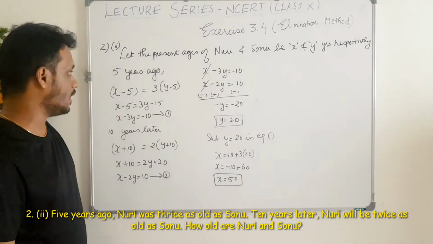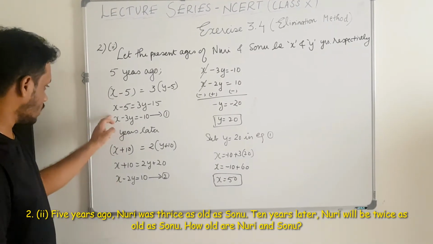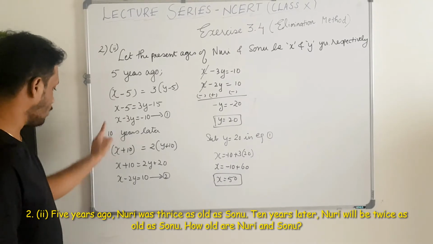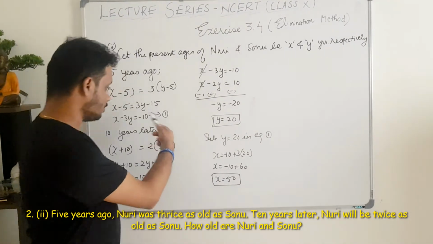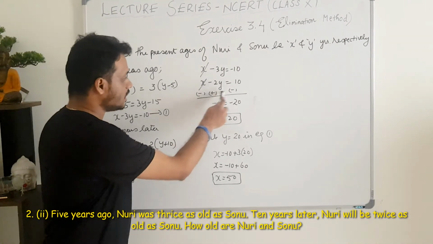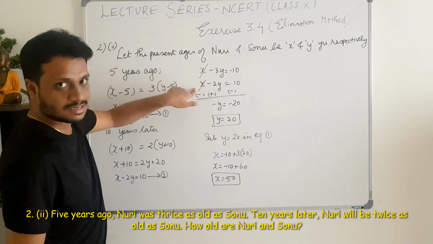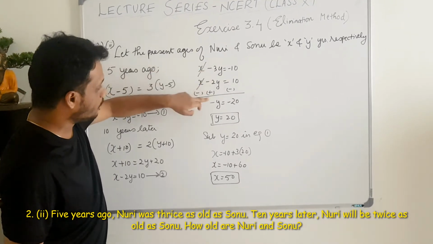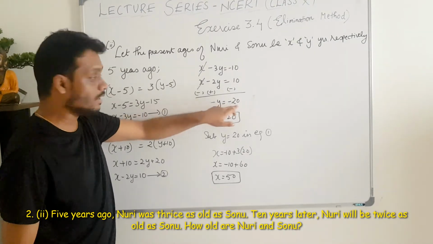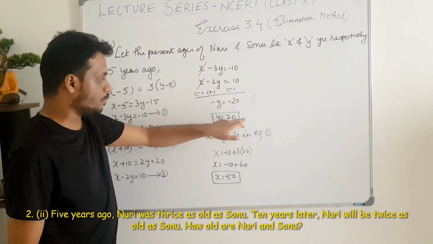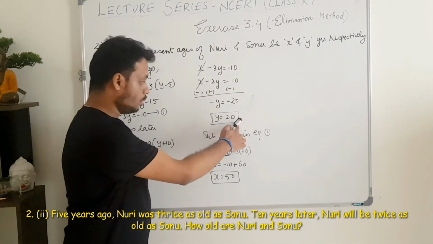I am solving them by elimination method. Here I see x and x have the same coefficient in both equations, so I change the sign of the second equation, subtracting one from the other. The x and minus x get cancelled. So I will be left with minus 3y plus y, minus 10 minus 10. So minus y is equal to minus 20. Minus minus would cancel, so y would be 20. So the age of Sonu is 20 years.